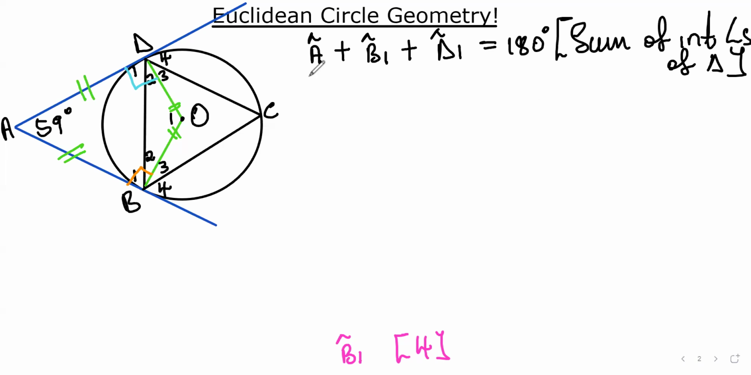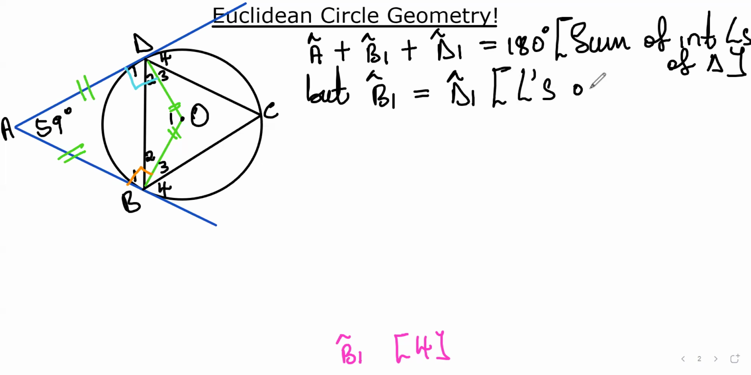But then there's something that we also know. What is that? We know that angle B1 is actually equal to angle D1. We know this. Now, why do we say B1 is equal to D1? Well, that's because they are angles opposite equal sides, because of this isosceles triangle.